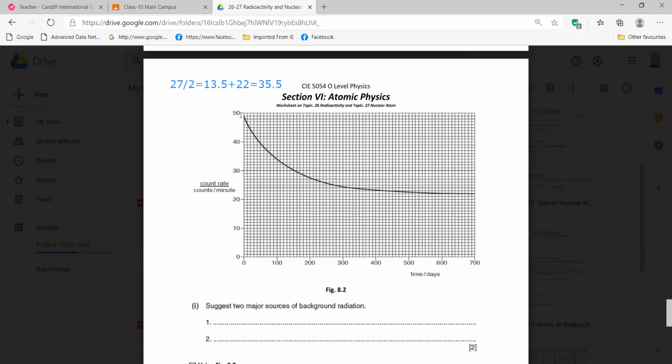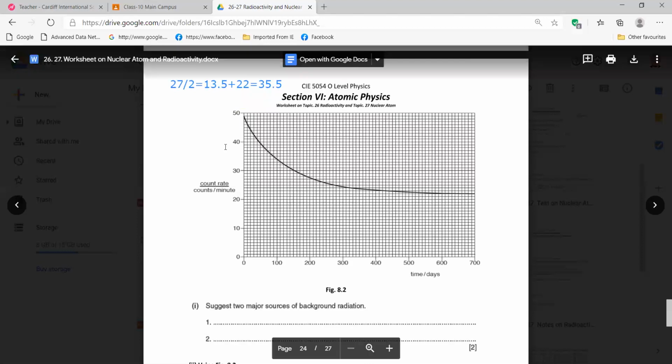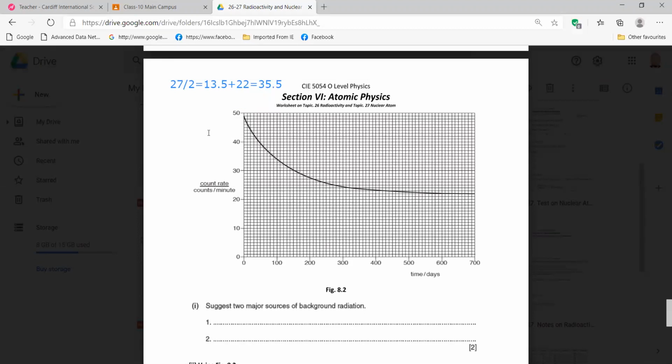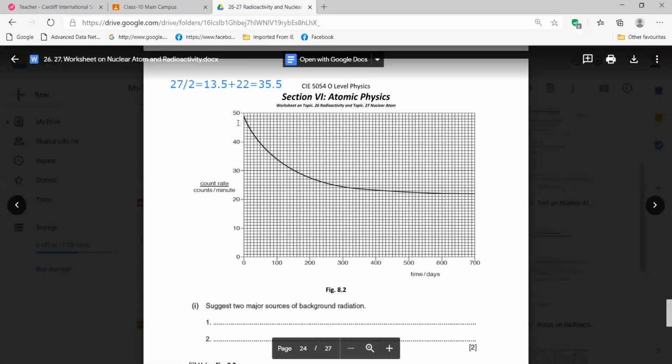Now at the beginning, for all parts of the graph, the reading includes the background. It's not only from the source. So at the beginning we are getting 49. If we want to know the count rate from the source or sample, that is 49 minus 22, which is 27. That is only from the source.